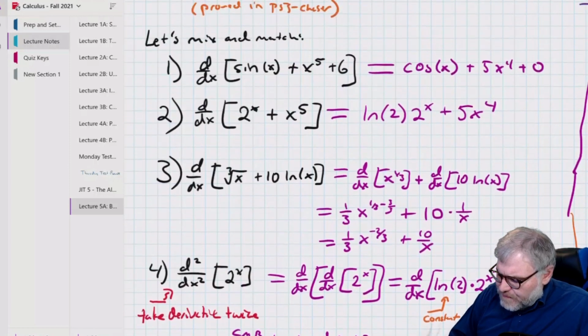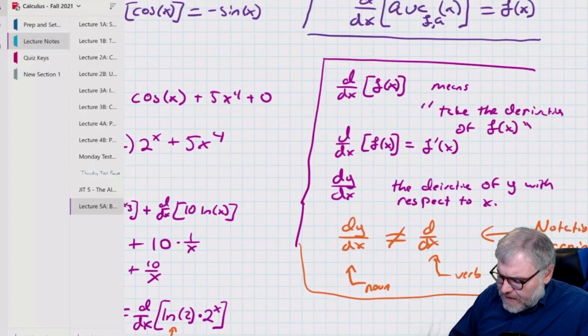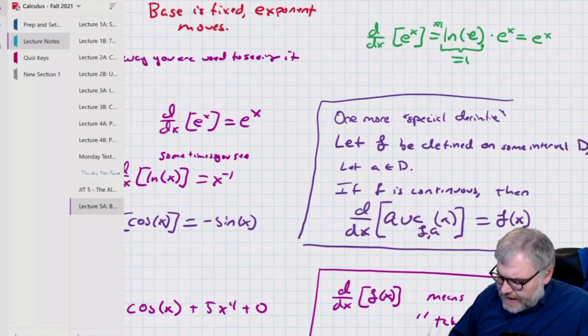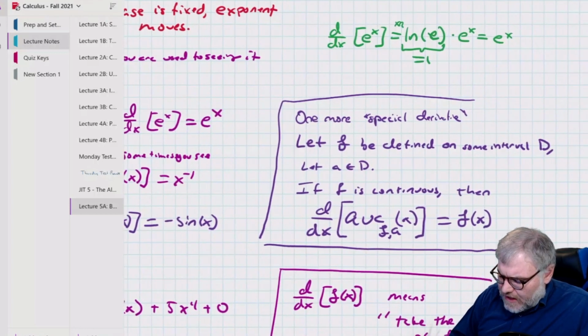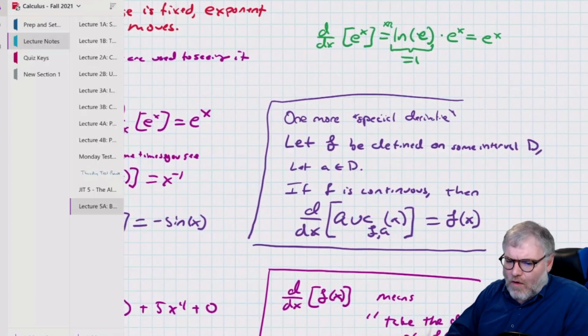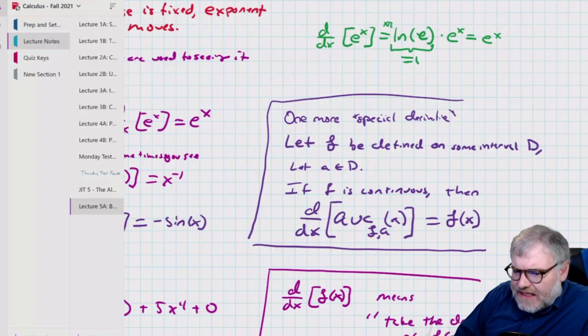There's one more special rule over here, and this is going to be right here. This special derivative is going to be our friend in Module 4. I'm going to introduce it now. We'll see it a couple more times, but the big place we're going to see this is at the very end of the class.